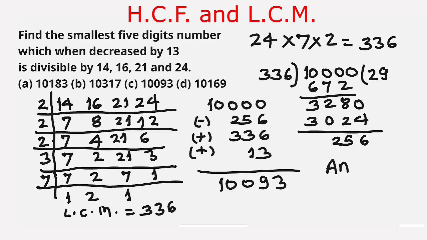And from the given options, our answer is option C, 10,093, which is that number which when decreased by 13 is divisible by 14, 16, 21 and 24. I hope you have understood all the methods explained by me in solving this question.